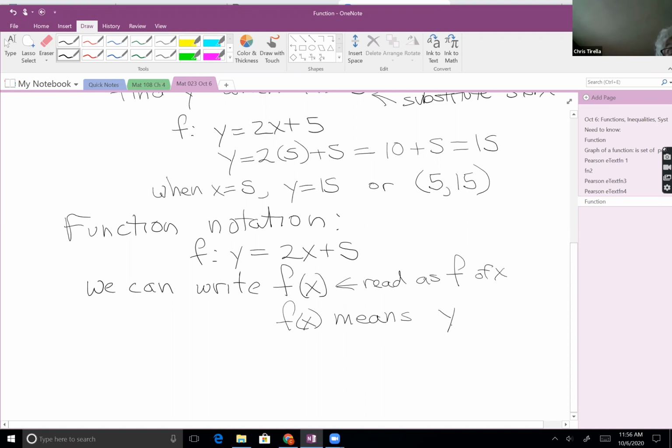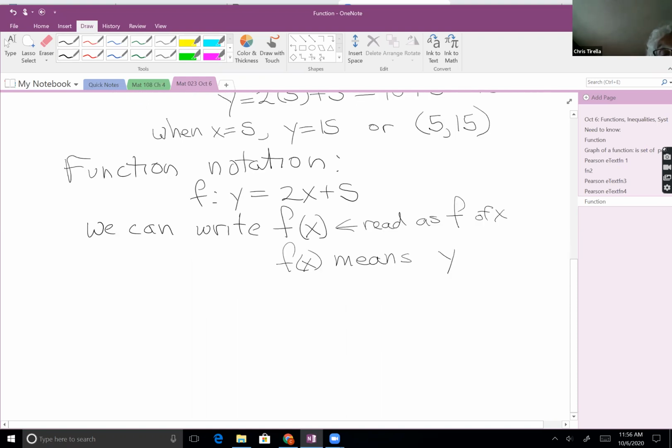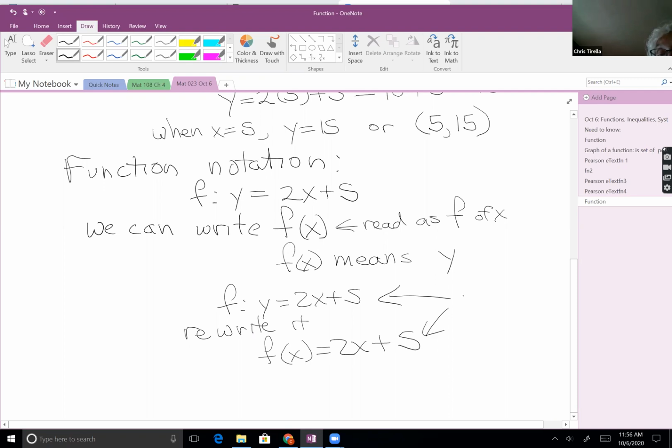And so previously, where we had written f is the function where y equals 2x plus 5, we could rewrite that as f of x equals 2x plus 5. And these two say the same thing.